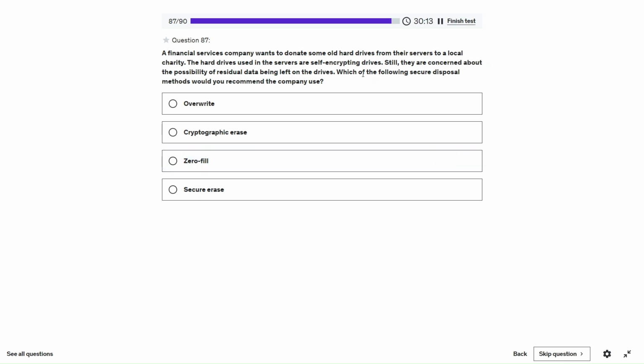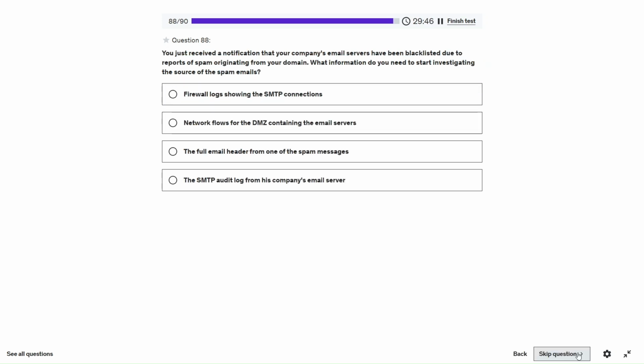A financial service company wants to donate some old hard drives from their servers to a local charity. This is the same scenario as we have read before. The hard drives used in the server are self-encrypted drives. Still, they are concerned about the possibility of reusable data being left on a drive. Which of the following is the secure disposal? The only secure disposal is cryptographic erase, as we discussed before.